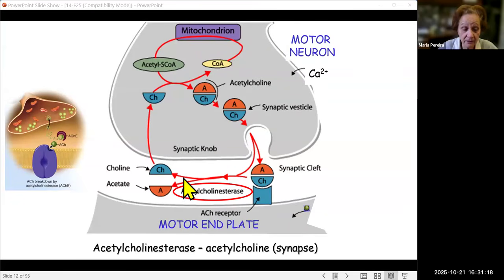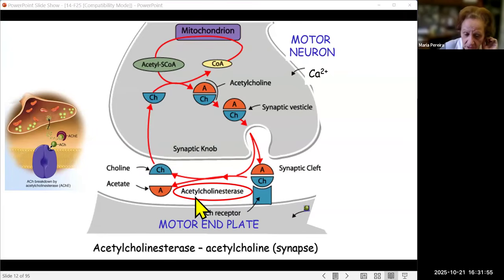That's very important. It's located in the synaptic cleft. So it breaks apart acetylcholine into choline and acetate. This diffuses out, and choline goes back in to make more acetylcholine. So this enzyme is so important that nowadays the only way to prevent the progression of Alzheimer's is with inhibitors of this enzyme.